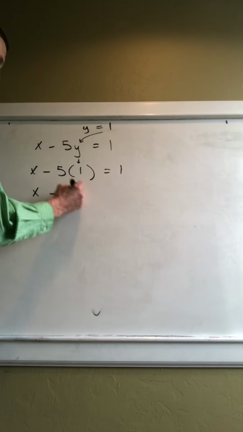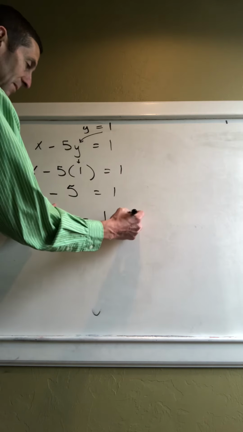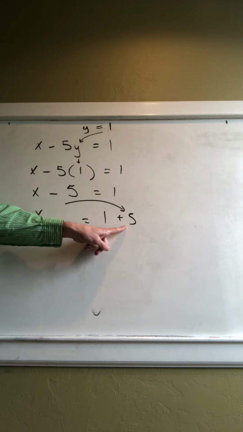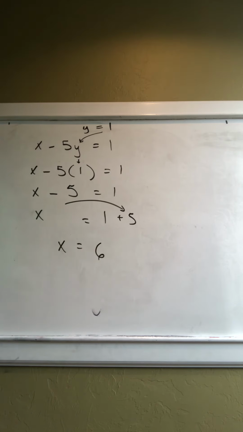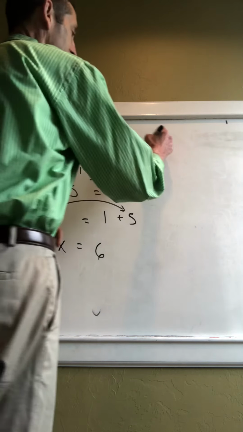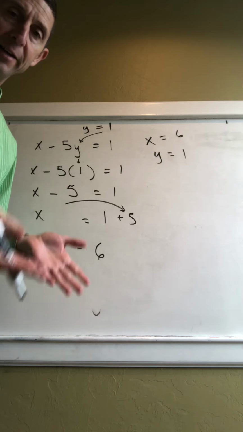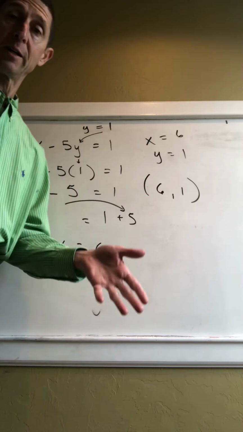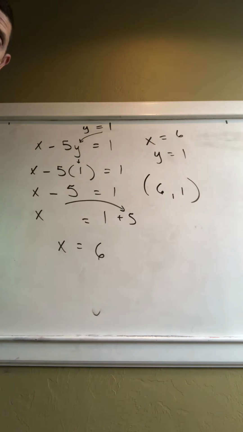All right, 5 times 1 is 5. And if I'm trying to solve for x, I take the 5, it was subtract, this side becomes add, and now I have x is equal to 1 plus 5, which is 6. So I know that x is equal to 6 and y is equal to 1. All I've got to do is write my final answer, 6, 1, as an ordered pair. And every time you write an ordered pair, x comes first, y comes second. So this process is solving by substitution. That's our first look at it.